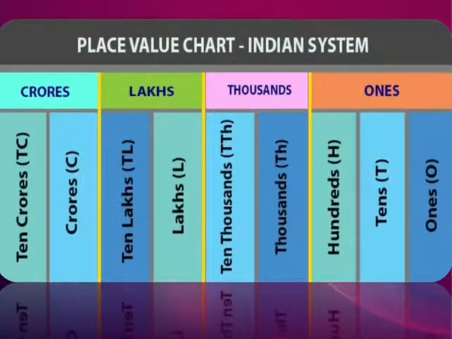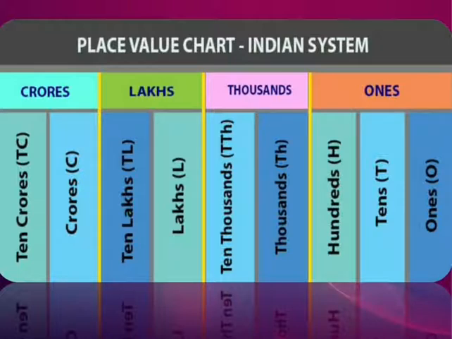First of all, let's understand the Indian number system, that is your Indian place value chart. Your Indian place value system starts with the ones position, then we have the thousand position, then we have the lakh, then we have the crores. These are known as the periods, and within your periods we have the places. Within the ones period, we have ones, tens and hundred places.